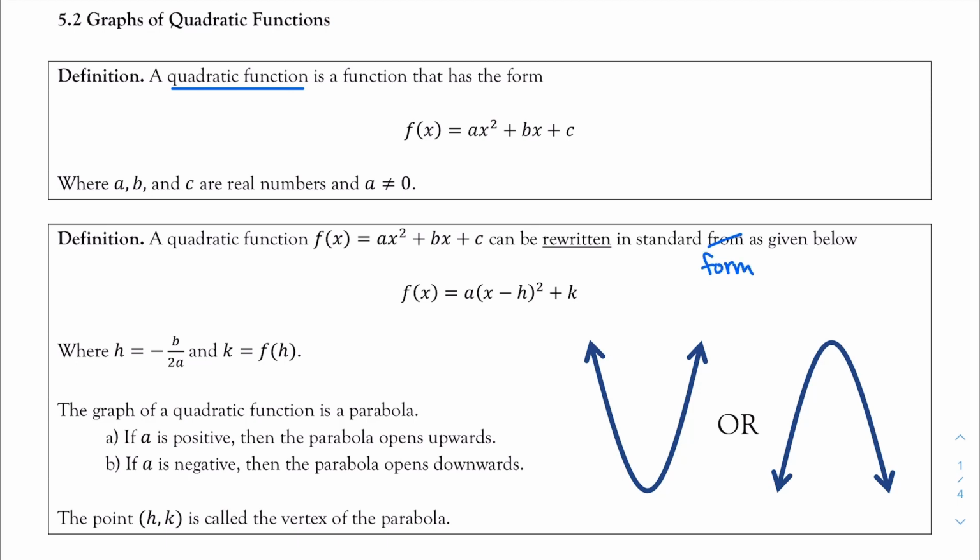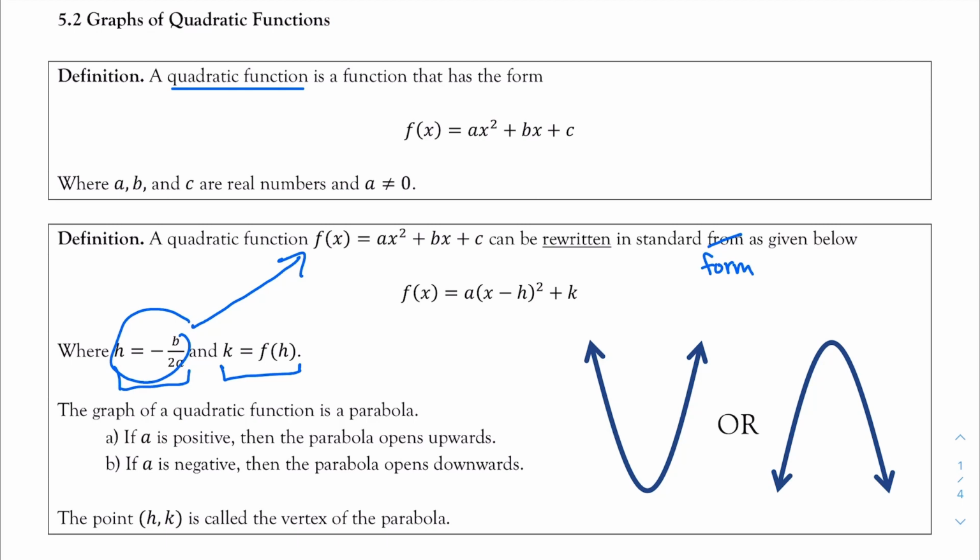So we can write it in the standard form a, the same a from the original, times x minus h squared plus k, where h is given by this formula, negative b over 2a, and k is f of h. That is, I take h and I plug it into the original. So I have a quadratic function in a different form.